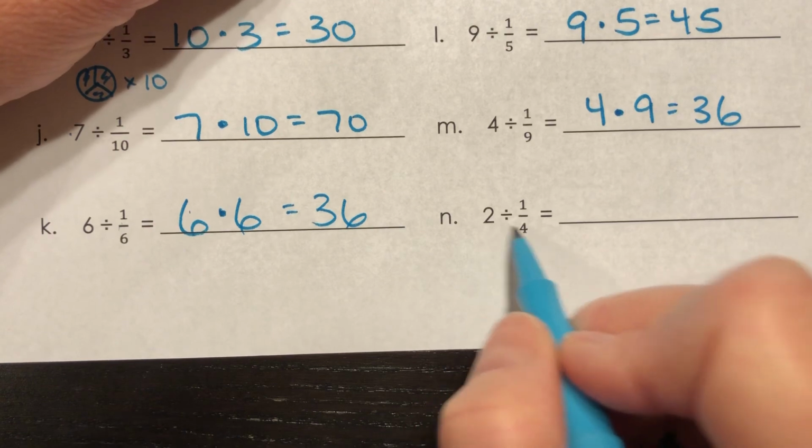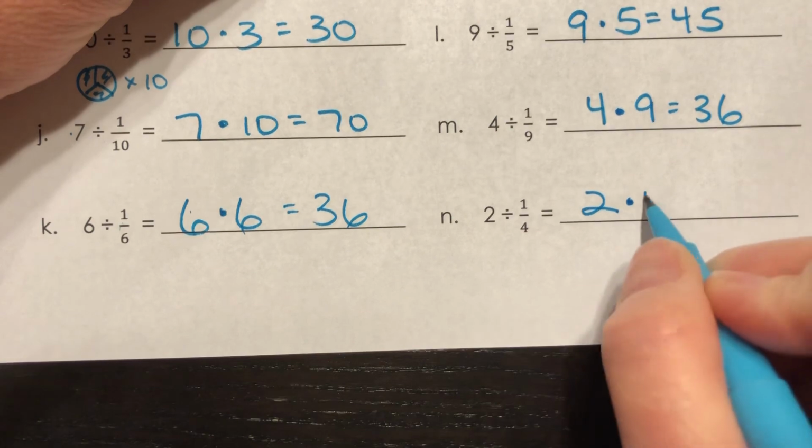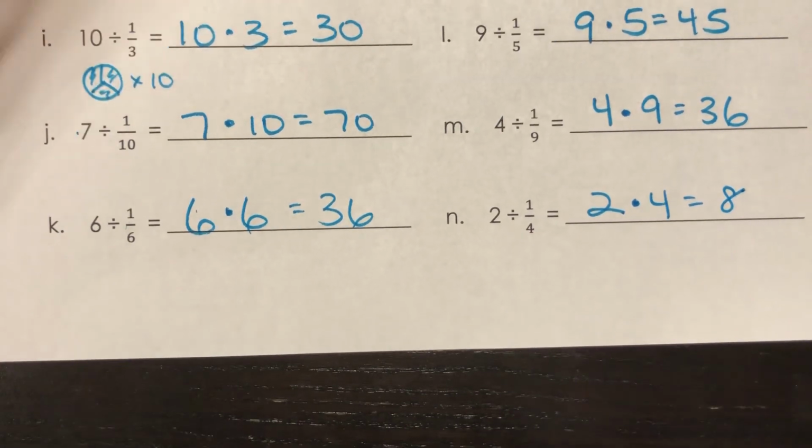And finally, if you have 2 and you cut them up into fourths, that's the same as saying, okay, well, I have 4 pieces 2 times. So that would be 8 total pieces.